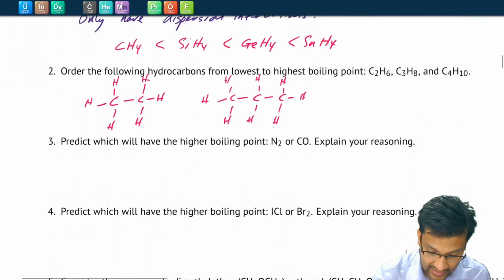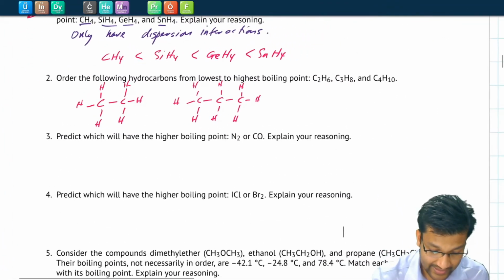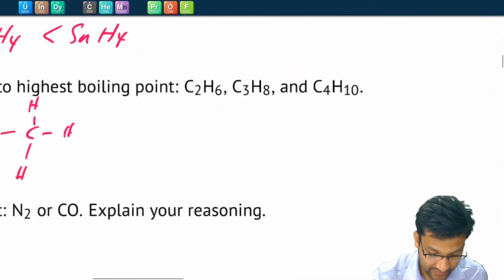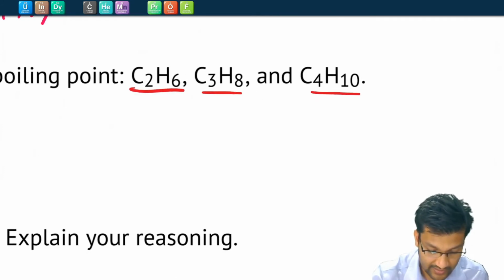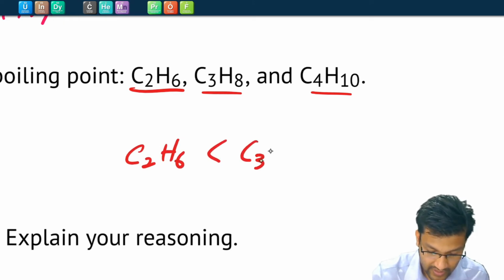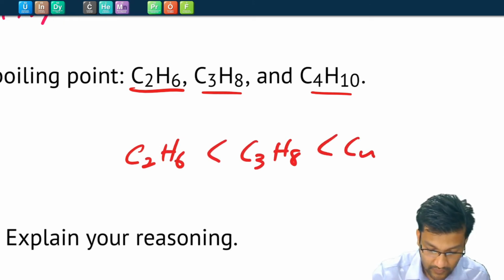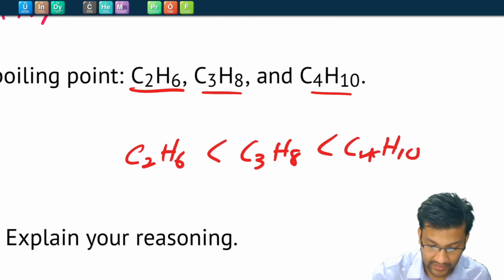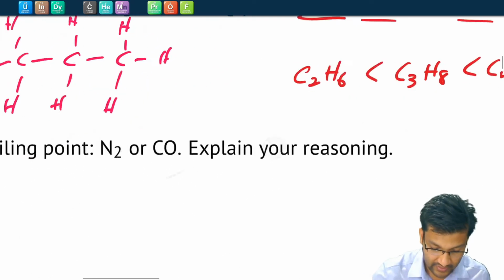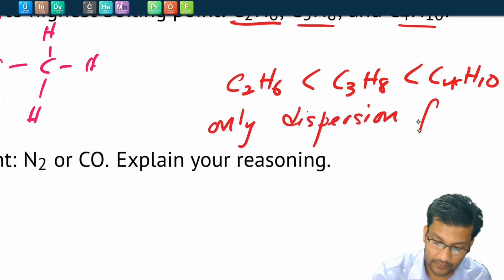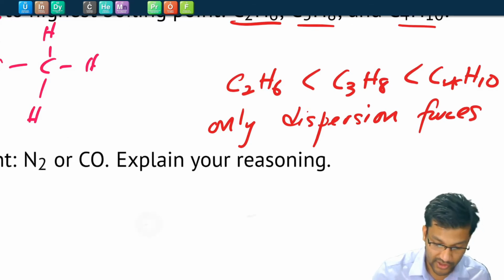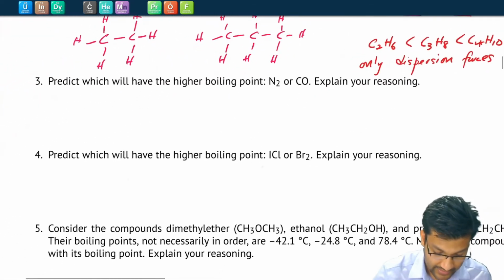So in this case, again, we go straight to size. I don't even have to draw the structure for us to figure out the size. This is the smallest, followed by this, and then this. So it'll be C2H6, followed by C3H8, followed by C4H10, because they only exhibit dispersion forces, or dispersion interactions.